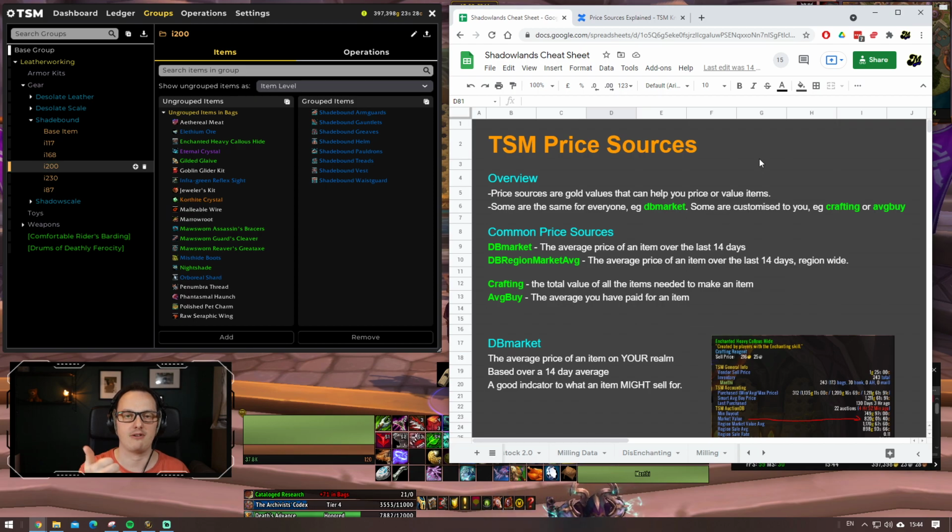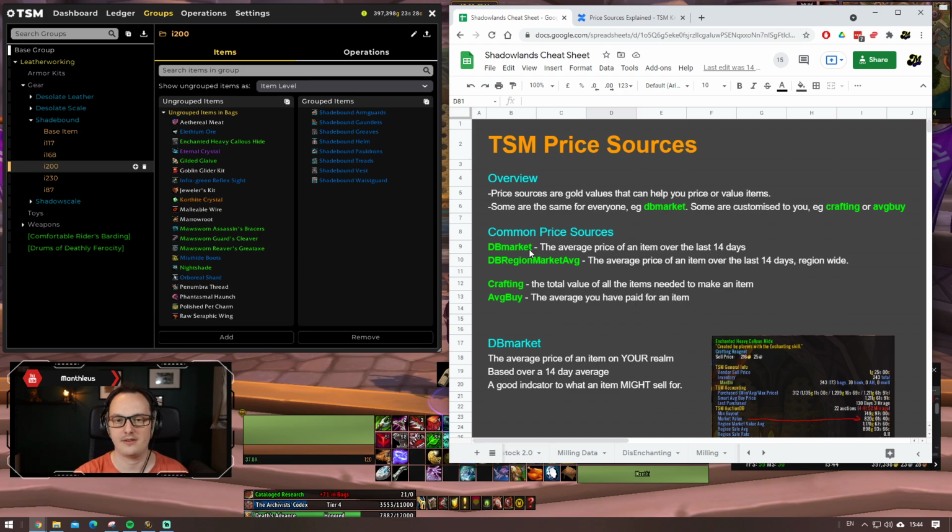These are things like crafting and average buy. Everybody's crafting price for an item, everybody's average buy price for an item is going to be different. It's important to understand and distinguish between the ones that are sort of universal and the ones that are heavily customized. What are some common price sources then? What are we going to look at today?